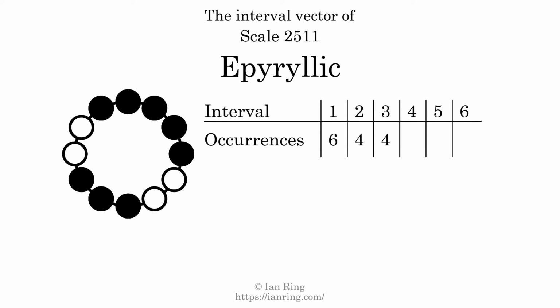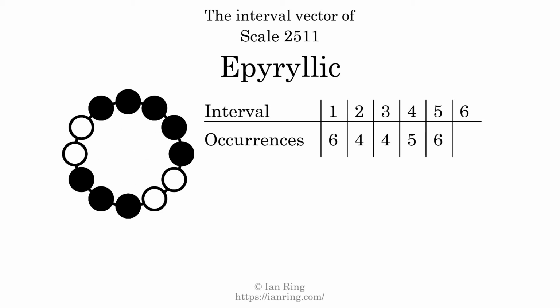There are 4 intervals with the size of 3 semitones. They are here, here, here, and here. There are 5 intervals with the size of 4 semitones. They are here, here, here, here, and here.